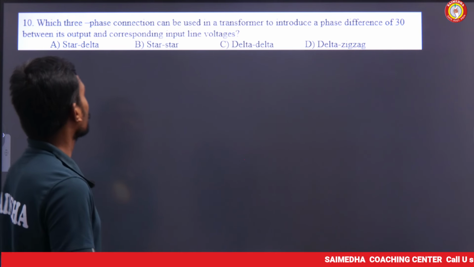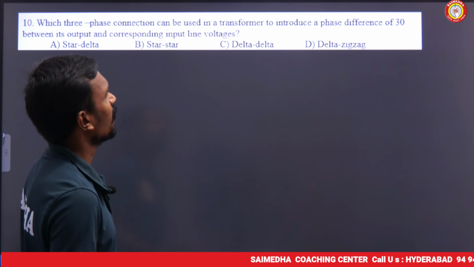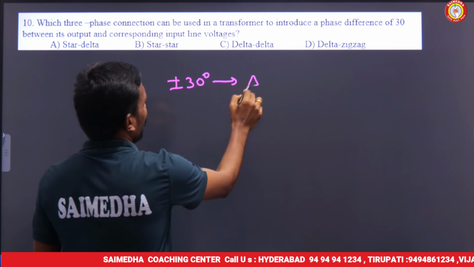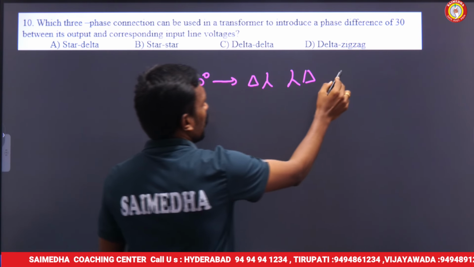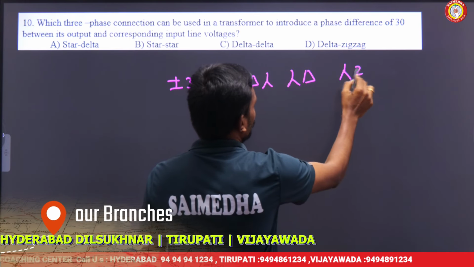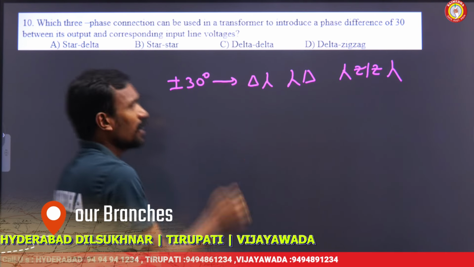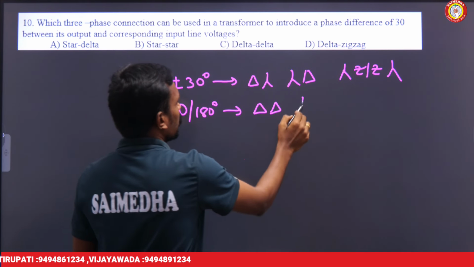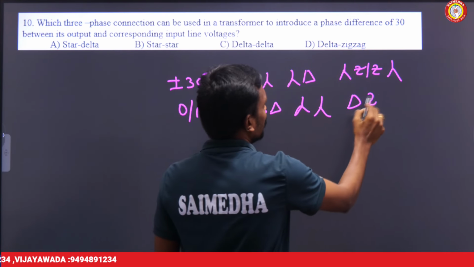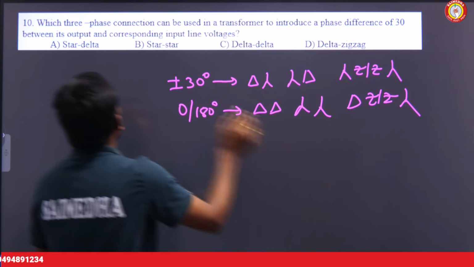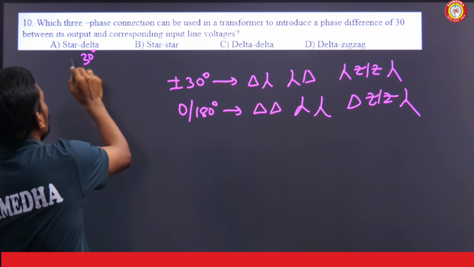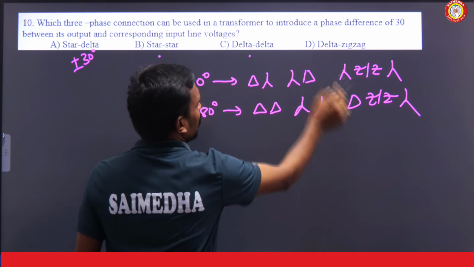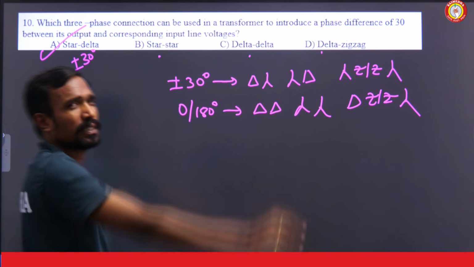Next, which three-phase connection can be used as a transformer to introduce a 30-degree phase displacement? In plus or minus 30 degrees, we have delta star, star delta, and star zigzag star. In the 0 or 180-degree phase group, we have delta delta, star star, and delta zigzag star. You know this. So this is plus or minus 30, and 0 or 180, and delta zigzag is also 0 or 180. Option A will be your answer.